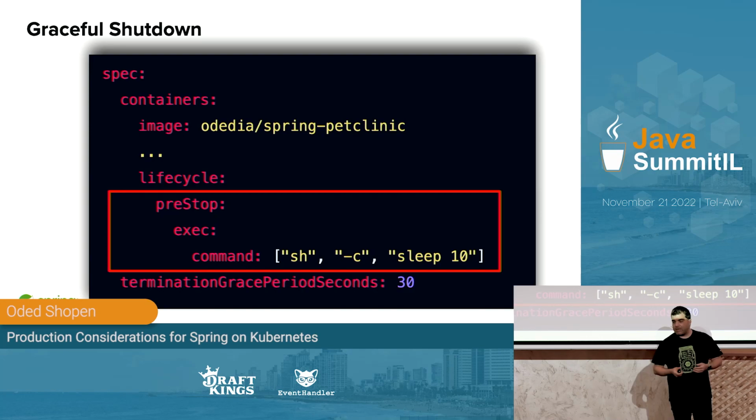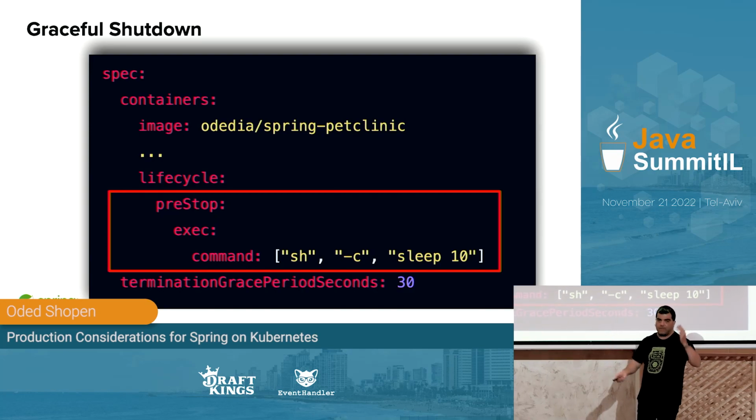It has a lot of moving parts. It has the API server and the load balancers and pods and deployments and whatever it may be. So you probably want to take some time to wait before you actually start the shutdown process. You basically want to make sure all the components are in sync. I'm not going to send any more requests to this pod that is about to shut down.